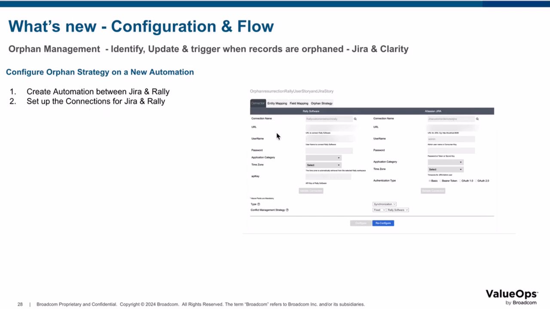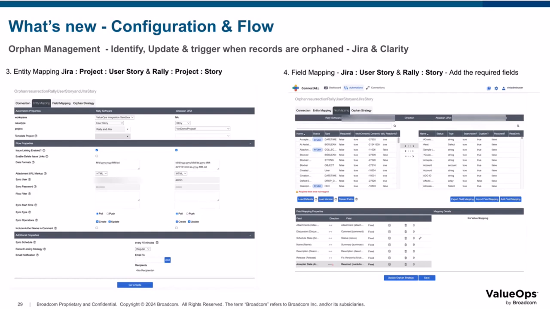So I'm creating an automation between Jira and Rally. I set up the connections. Once the connections are set up, in this example, I'm mapping Jira's user story to Rally's story with specific projects. I'm not using multi-project here; I'm doing it between 2 different projects of Jira and Rally. I do the field mapping that is needed for this automation.